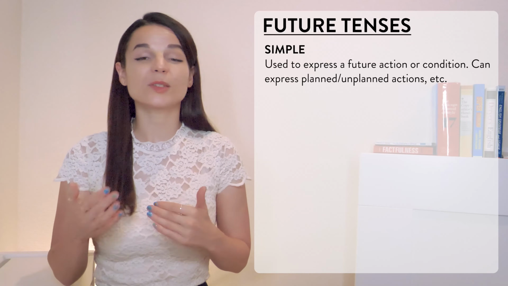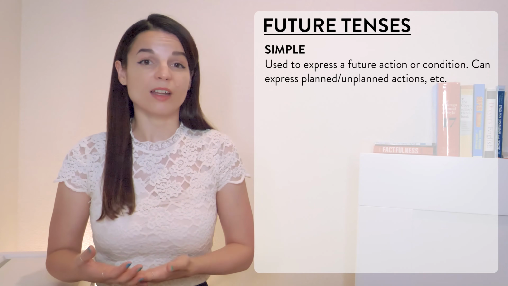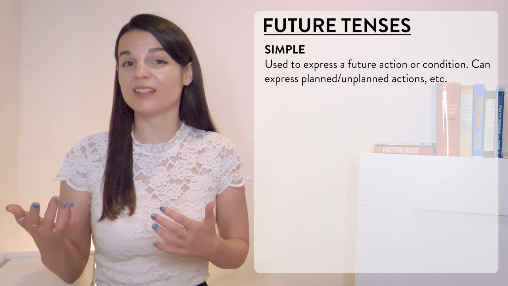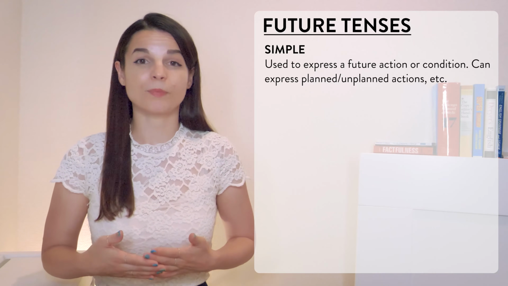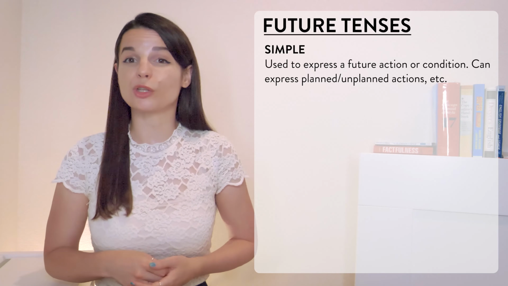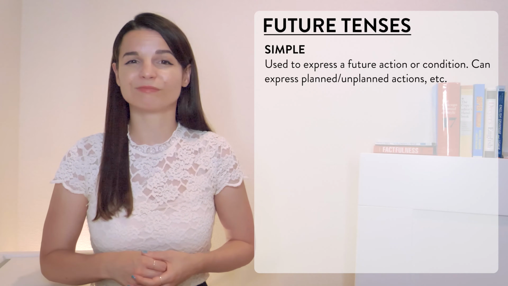Simple future tense expresses a future action or condition. We can express planned or unplanned actions and hint at when we made our decisions through our grammar choices with this tense. For example, I'm going to a huge party on Saturday. I think I'll have a salad for lunch.